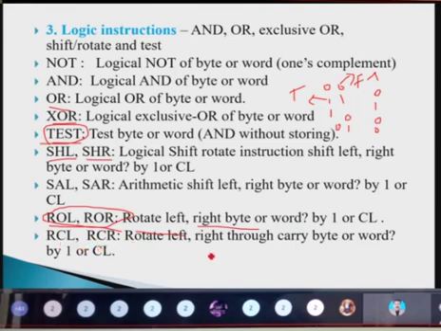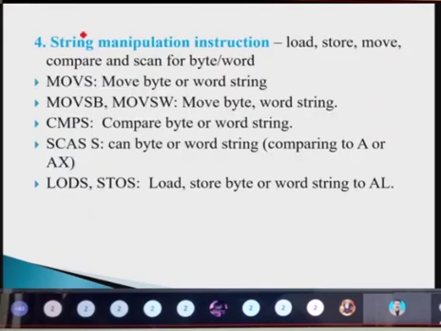RCR means rotate left, right through carry, byte or word by one or zero. Okay, so this is about logical instructions.